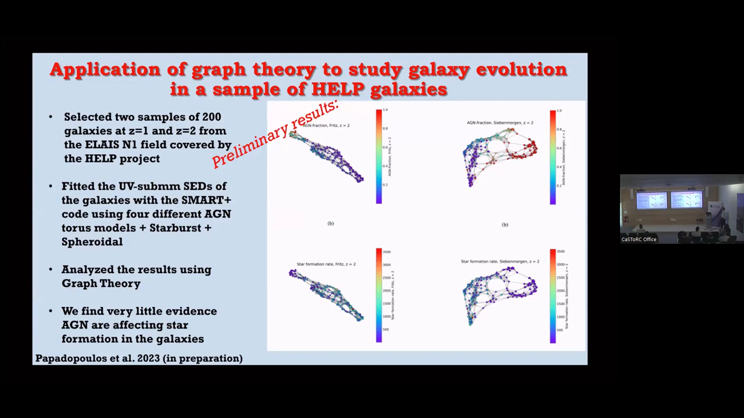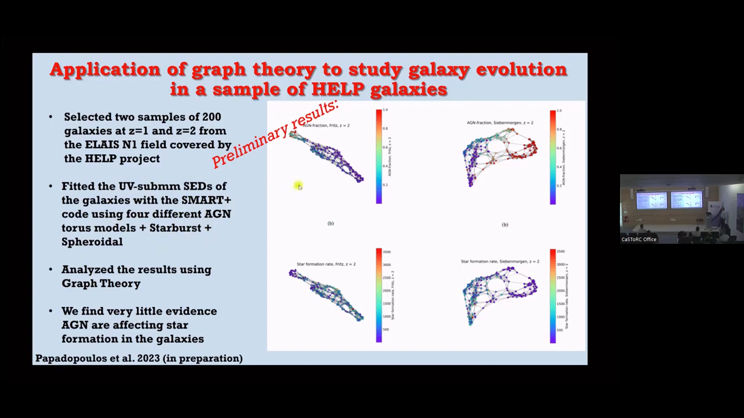What we did here: we selected from the HELP data, a big database of 170 million galaxies, 200 galaxies at redshift 1 and 200 galaxies at redshift 2 in a specific field of the sky. We fitted them with our SED fitting codes. I remind you that for these galaxies we don't have detailed spectra in the infrared. So we fitted them, and then we used the best fits to do this similarity analysis, again with graph theory. It's important to say that we fitted them with the 4 different AGN model combinations we have available.